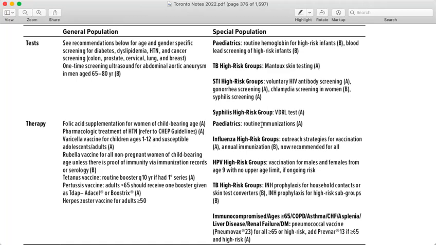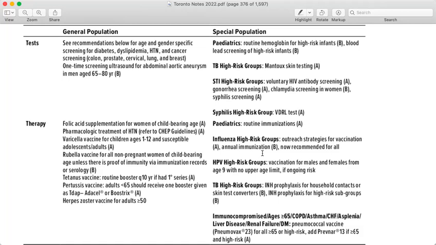Then in the pediatric population, routine immunization should be discussed in every single one. It's up to them if they want it or not. Your discussion or your counseling is important in everyone. Influenza outreach strategies for the vaccination and annual immunization, HPV risk factors, vaccination for male and female from the age of 9 with no routine age limit, TB and isoniazid prophylaxis for the household can be discussed if they want to take the treatment, right?